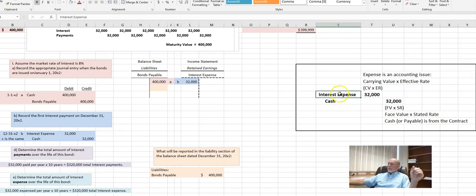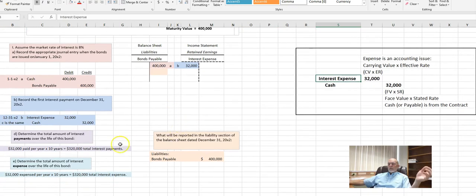The debit to interest expense is an accounting issue. How much is the expense we should recognize this period? It comes from the carrying value of the debt, in this case $400,000, times the effective rate, in this case 8%. So the interest expense and the cash equal each other, but they're calculated using different inputs.